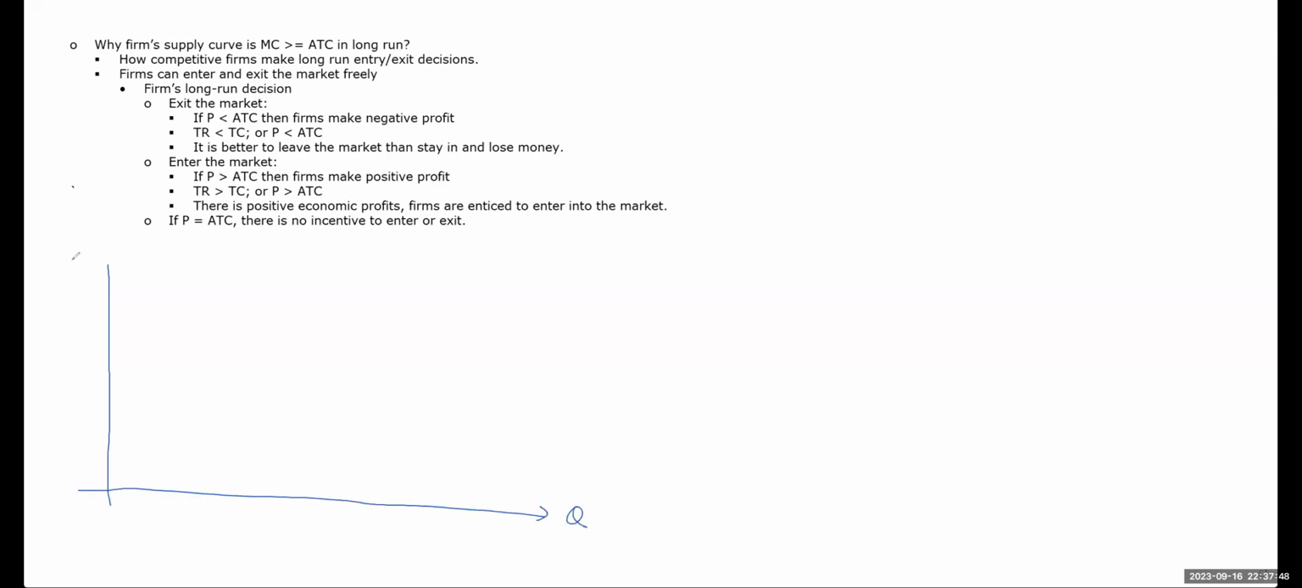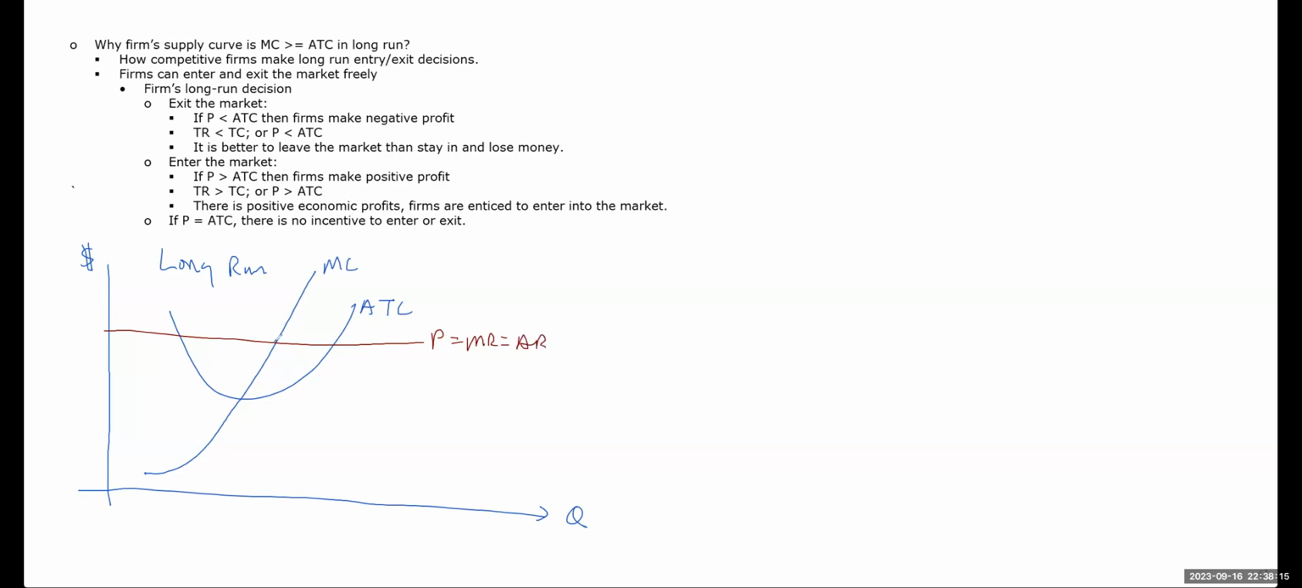Okay, so let me talk about these two separate scenarios. There's quantity, here's dollar sign, and we're in the long run. So we only have one U, average total cost, and a J, marginal cost. And let's suppose the price is up here. Price is equal to marginal revenue is equal to average revenue. In this situation where marginal revenue equals marginal cost, here's the quantity. And the company, here's the average total cost, they're making this profit. This profit right here is greater than zero.